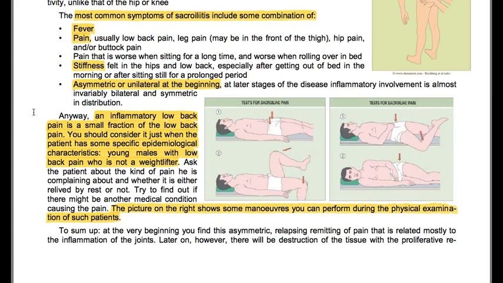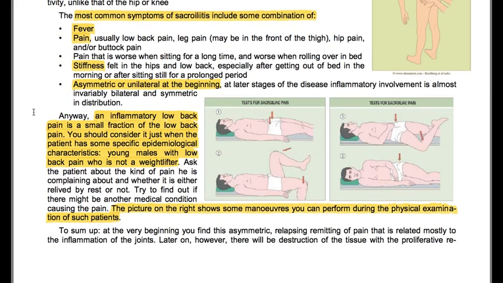Anyway, an inflammatory low back pain is a small fraction of the low back pain. You should consider it just when the patient has some specific epidemiological characteristics. Young males with low back pain who is not a weightlifter. Ask the patient about the kinds of pain he is complaining about and whether it is either relieved by rest or not. Try to find out if there might be another medical condition causing the pain.